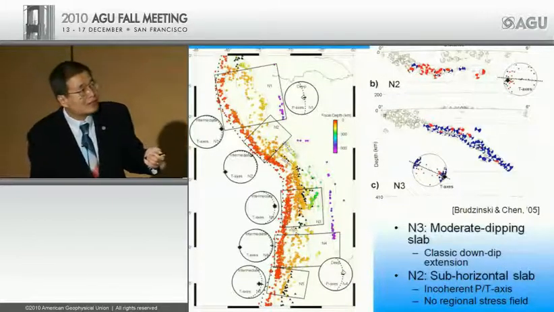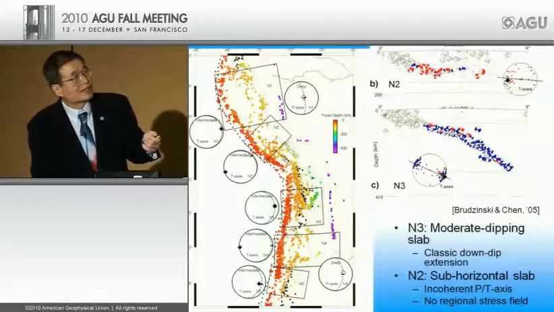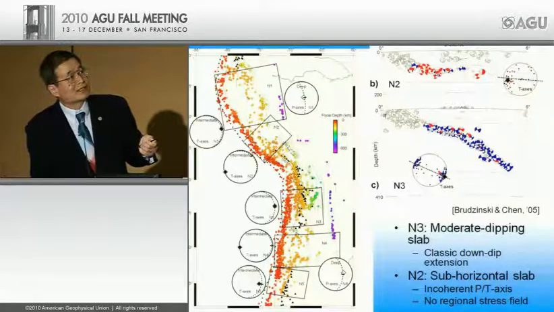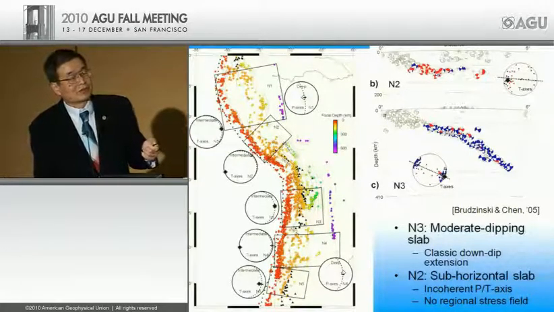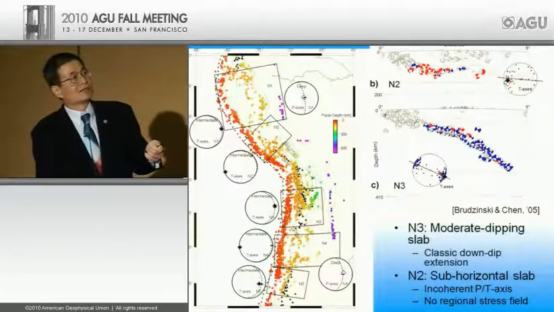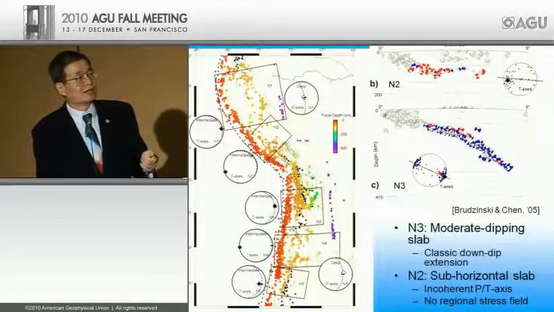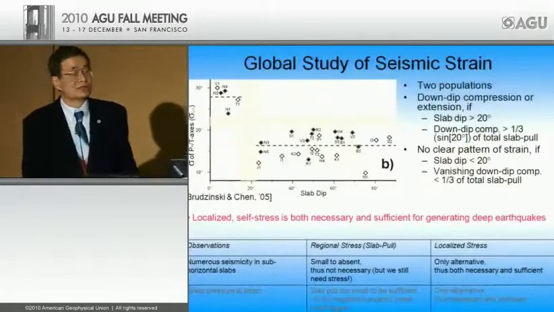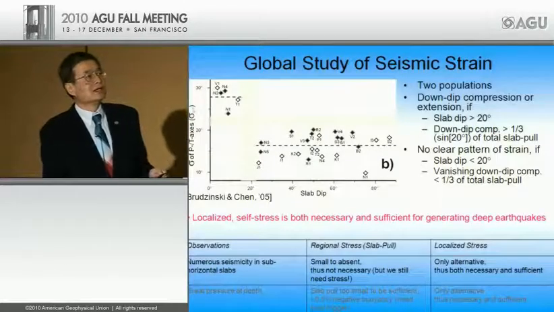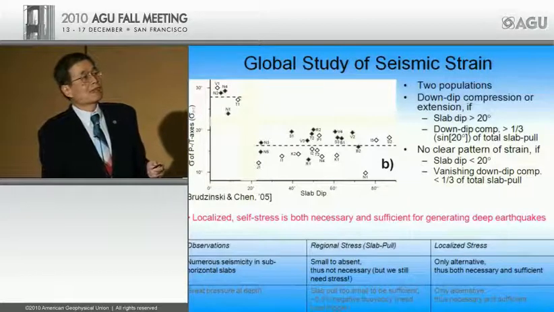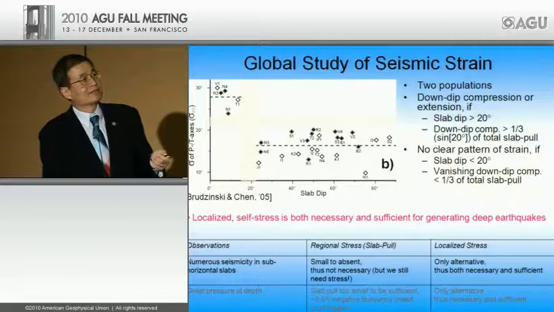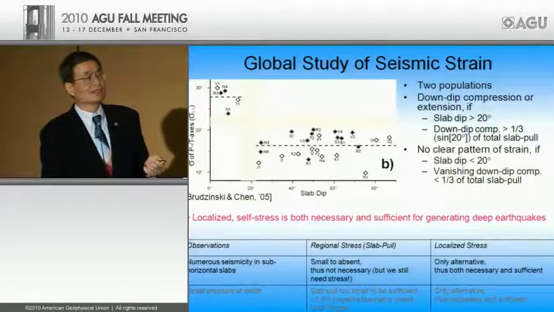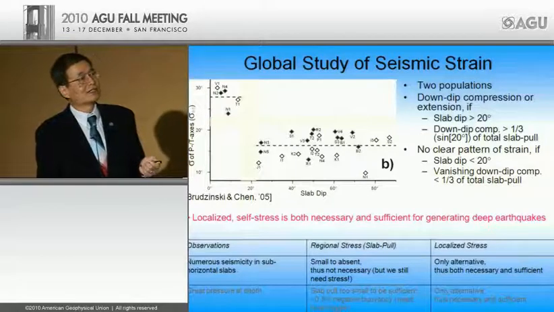You move to N2, this bit over here. The slab is basically subhorizontal, maybe has a dip of 3 degrees or so, then it's all red. There is no pattern over here. So we did a global study, and the results are summarized over here. This is basically the dip of the slab. Over here is the deviation of the P or the T axis away from the dip of the slab.